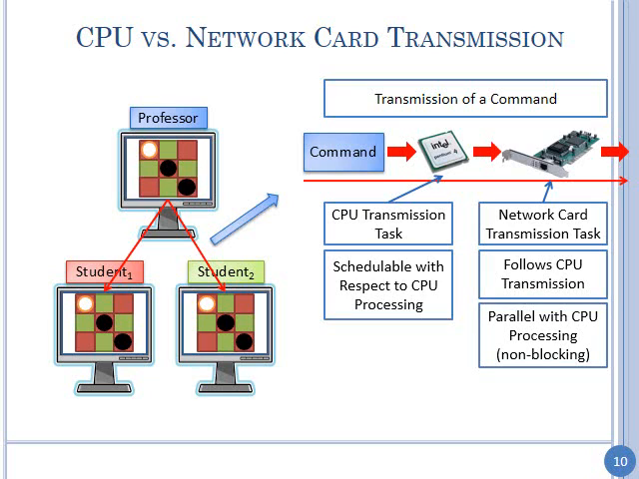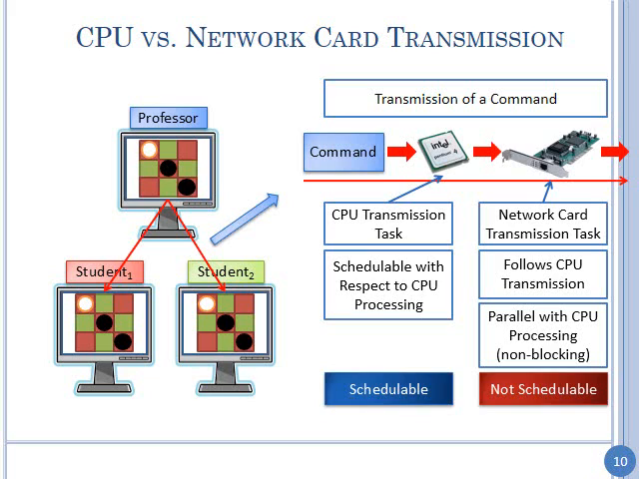It simply follows CPU transmission. Now, if we use non-blocking communication, then this network card transmission task can in fact run parallel with the CPU processing, and for the rest of this talk we assume non-blocking communication. So overall, we say that the CPU transmission task is schedulable, while the network card transmission task is not.